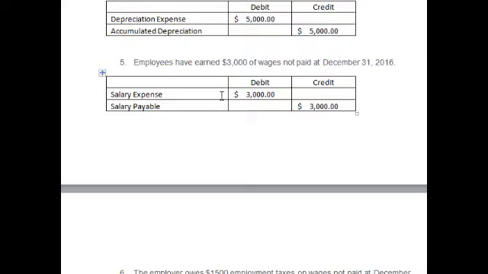However, we want to capture that expense. So we're going to increase, debit, salary expense $3,000. At the same time, we have to increase the liability account, salary payable, because we need to remember to pay our employees next year. So the expense is captured by increasing the expense account, and the payable is recorded on the credit side, so we can pay next year.